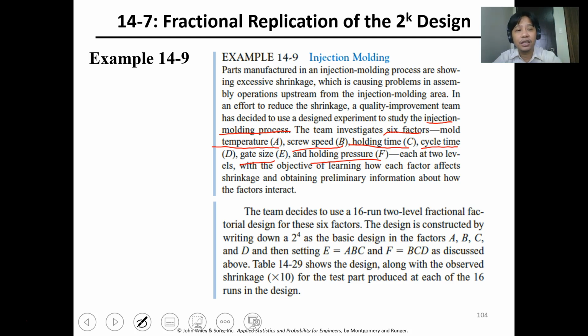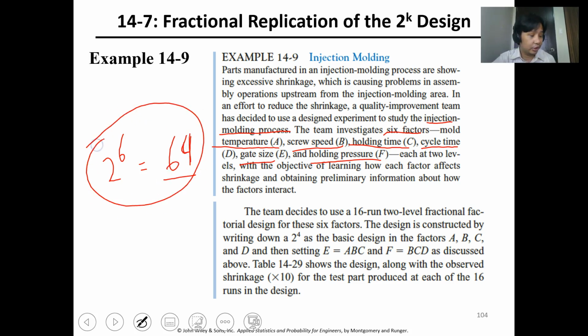So, kung gagamitin natin yung 2 raised to 6, ilan to? 2 raised to 6. Kung full factorial, 2 raised to 6. So, we have 64 experiments. So, masyadong madami to for a manufacturing procedure. So, ang ginawa nila, the team decided to use a 16-run 2-level factorial design for this 6 factor. So, the design is constructed by writing down a 2 raised to 4. So, 16 runs.